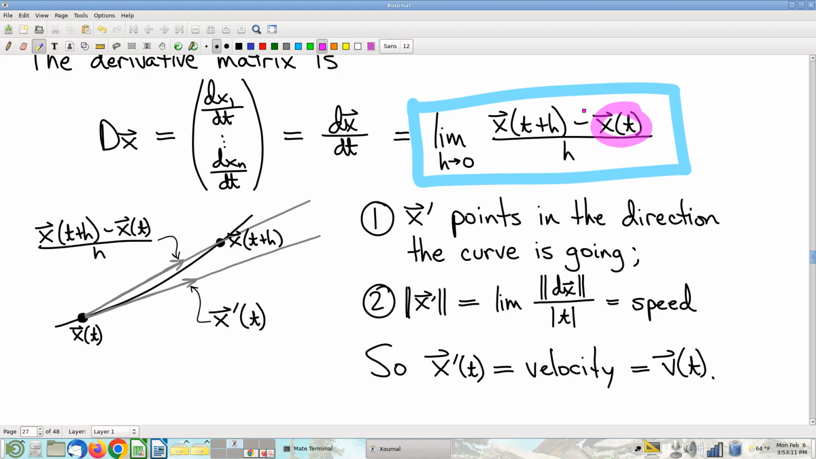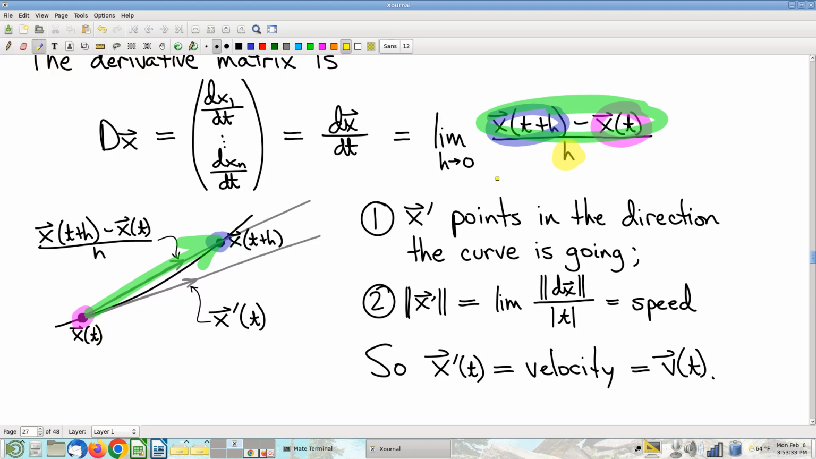We have a point x of t. Then a little bit down the road, h seconds later, we're at this point on the curve. Then let's look at the difference. This numerator, that difference, is this vector. And then when we divide by h, we're going to get a vector. Let me color code this a little better. Having divided by h, we're going to have that same green vector, but just a little smaller, as I've divided by whatever h is.